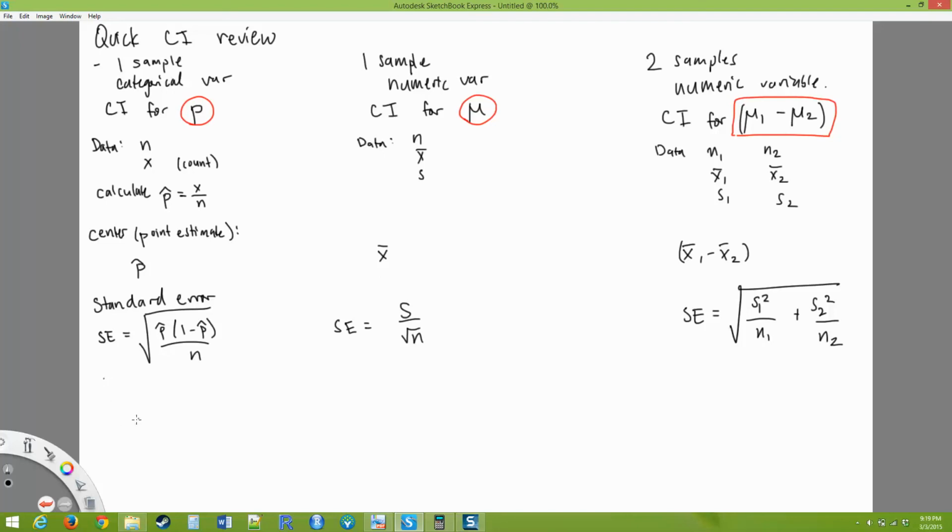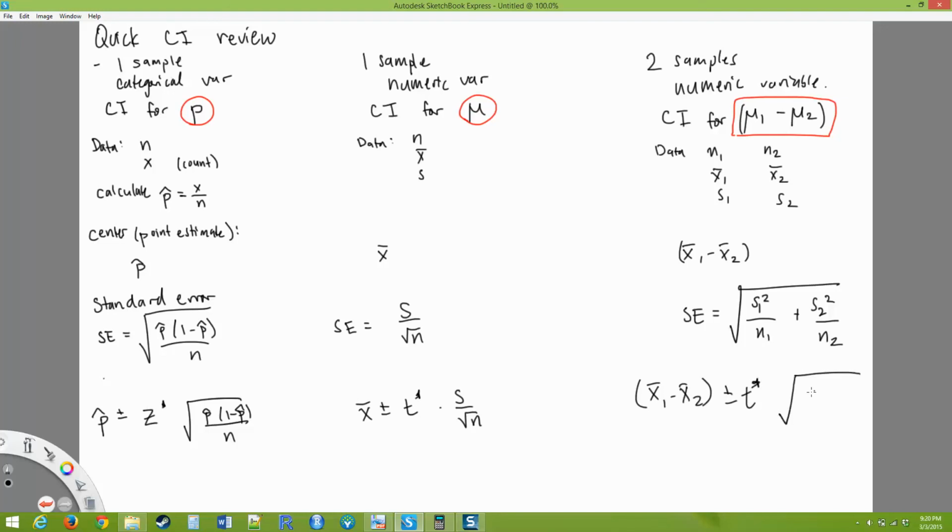Okay. So you put everything together and you have p hat plus or minus z star times the standard error. Over here you have x bar plus or minus t star times the standard error. And over here you have x bar 1 minus x bar 2 plus or minus t star times the standard error. Okay.